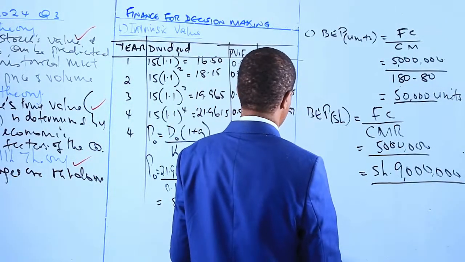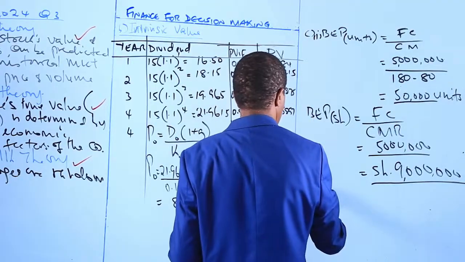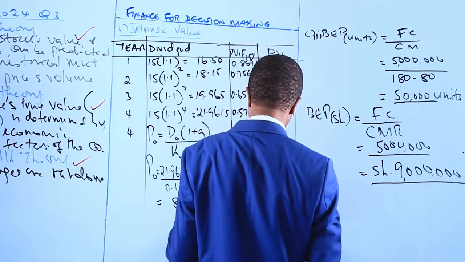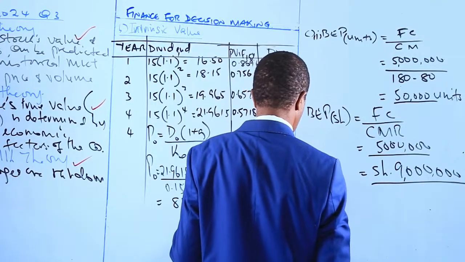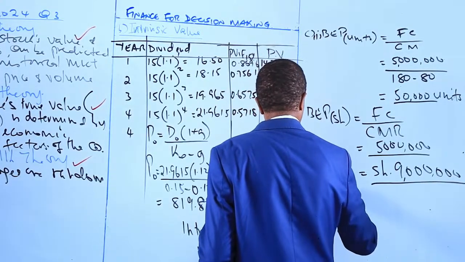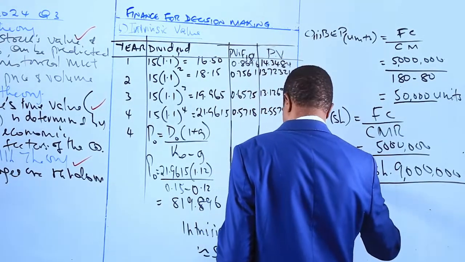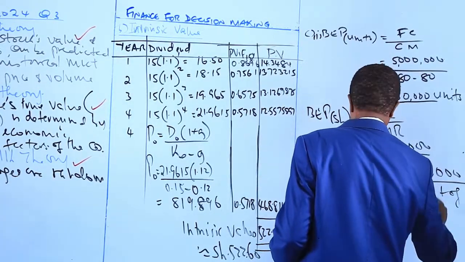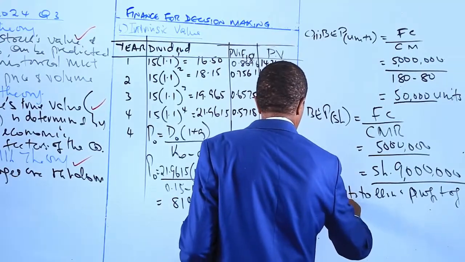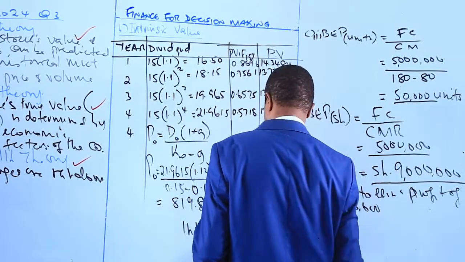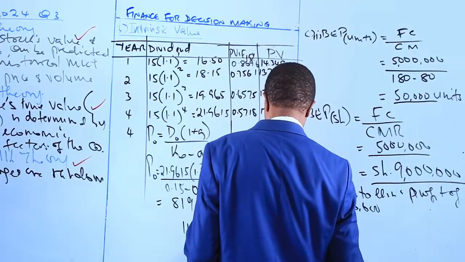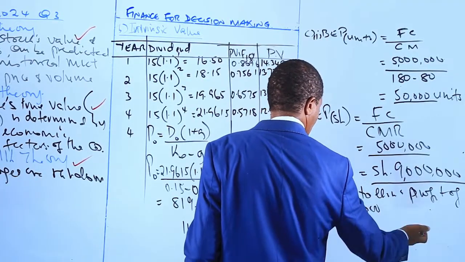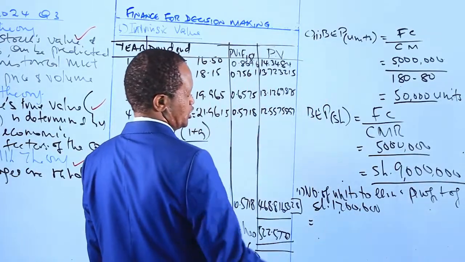We are to calculate the number of units to be produced to earn a profit of 1.2 million shillings. The formula for the number of units to earn a profit of 1.2 million is as follows.